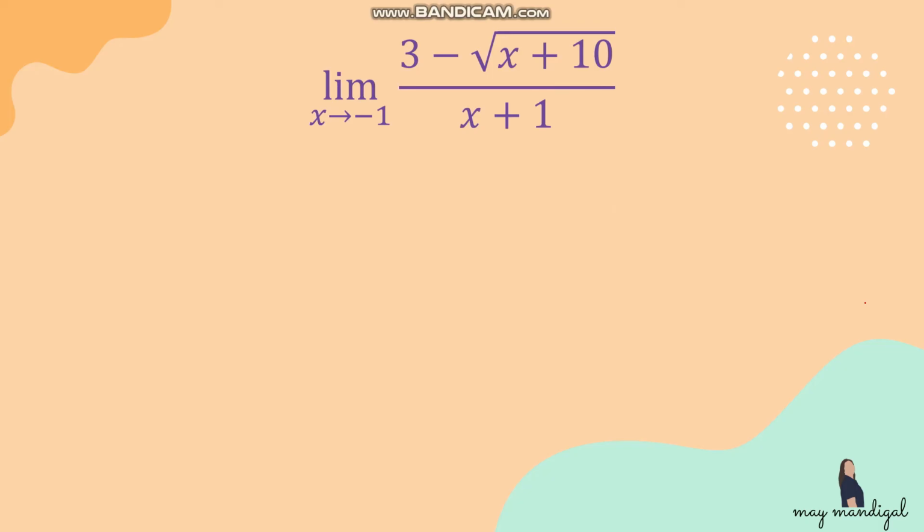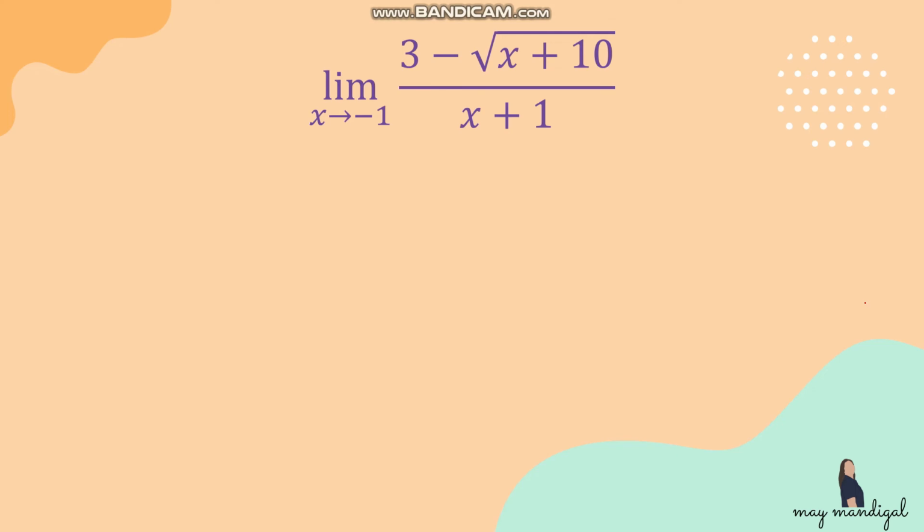And for our last example, let's say we want to get the limit of this given function, 3 minus the square root of x plus 10, all over x plus 1, as x approaches negative 1. So this is in fraction form, so we have to check if the denominator will become 0 if we substitute negative 1. Obviously, since c is equal to negative 1, if we substitute it into the denominator, it will become 0. Now, we cannot do direct substitution because of that. So we have to find ways to simplify this.